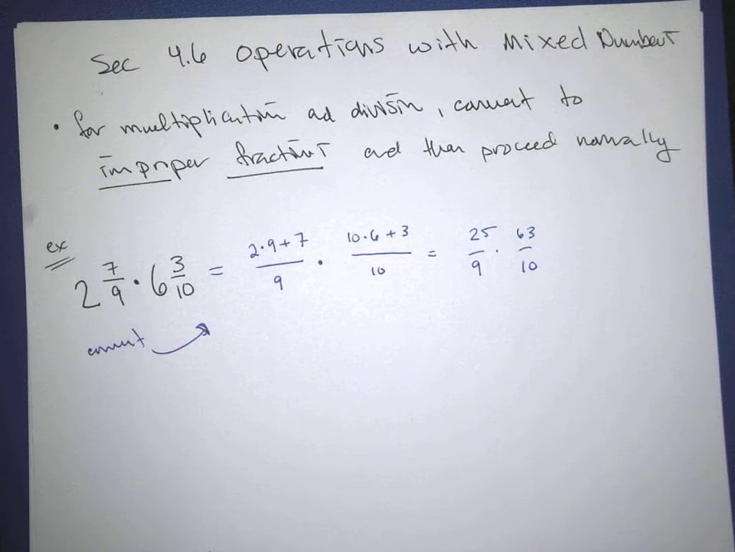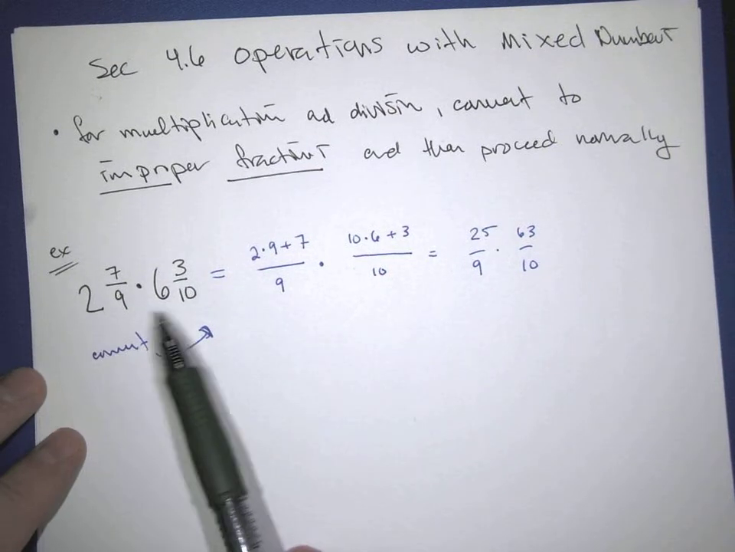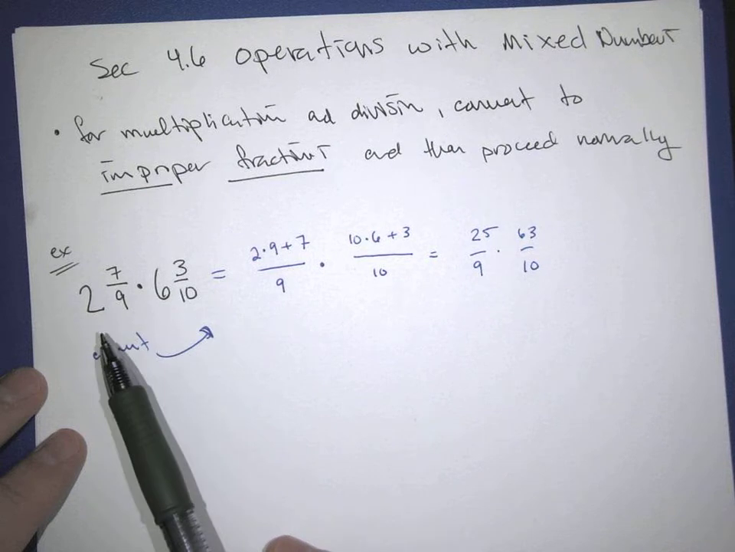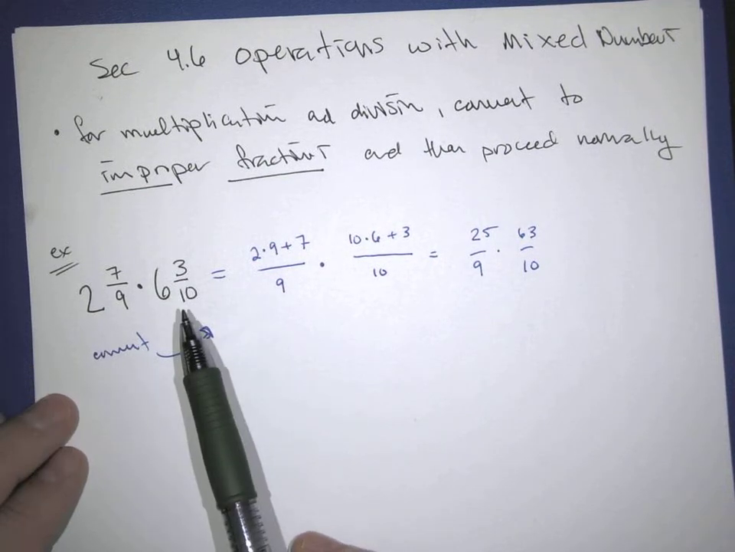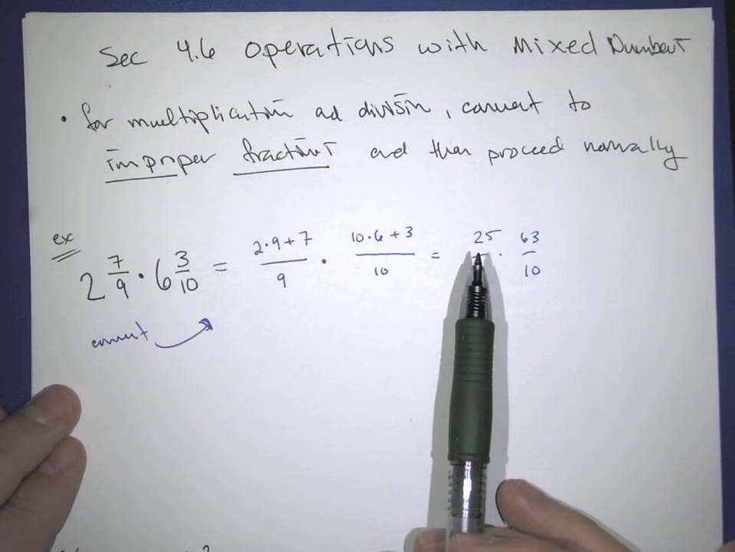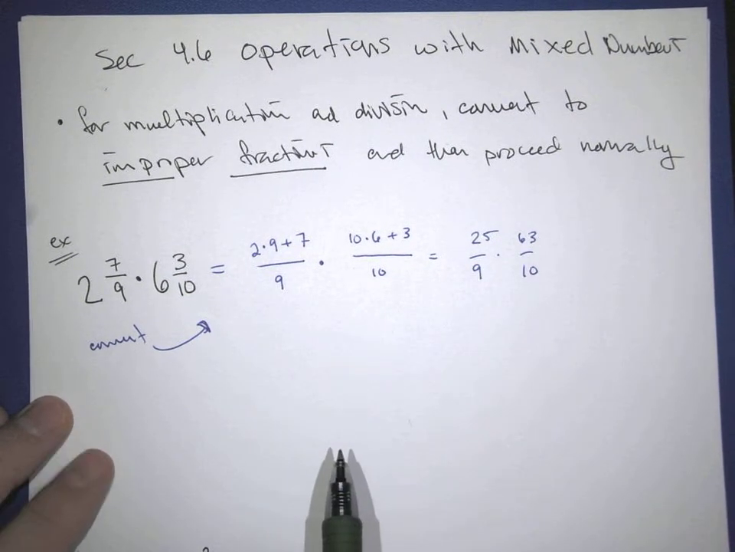Again, the limitation for improper fractions is that the numerators get so big, it's not quite as easy to estimate the size of the numbers. We could guess, right, 2 7/9 is almost 3, a little less than 3, times 6 3/10, a little bigger than 6. 3 times 6 would be 18. So our final numbers here are probably going to be in that ballpark. We're not going to hit 18 right on the nose necessarily, but that's my guess.